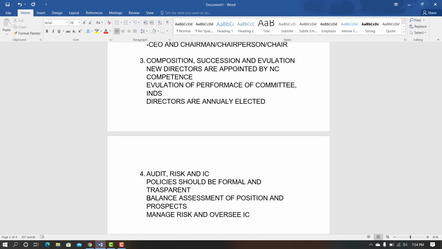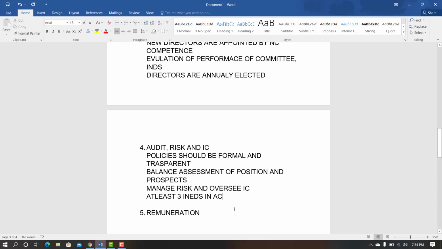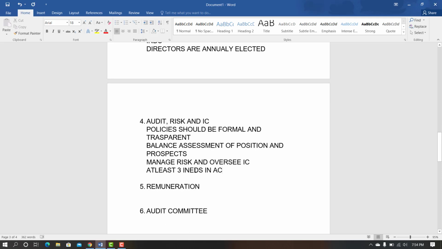So an audit committee of at least 3 independent entities. At least 3 independent entities in the audit committee. So we will read it in the next subtopic. So these are the 4 points that you should understand under the principle of audit, risk and internal control. Let's move to the next principle, that is remuneration committee.